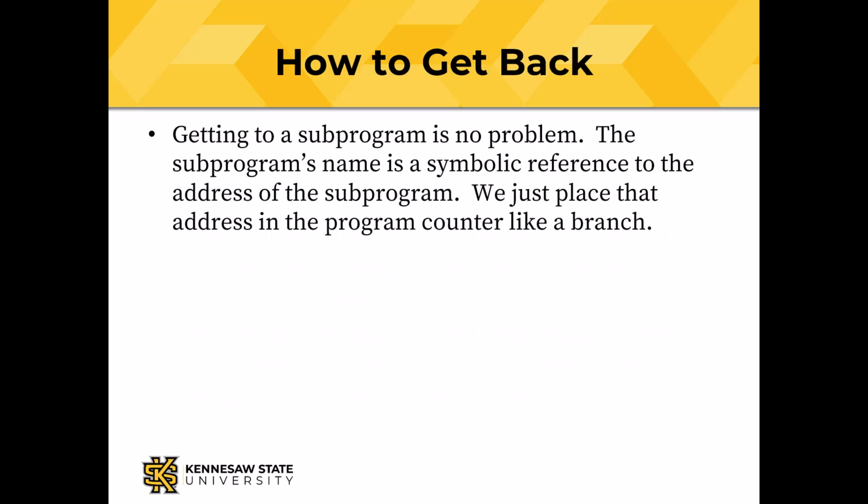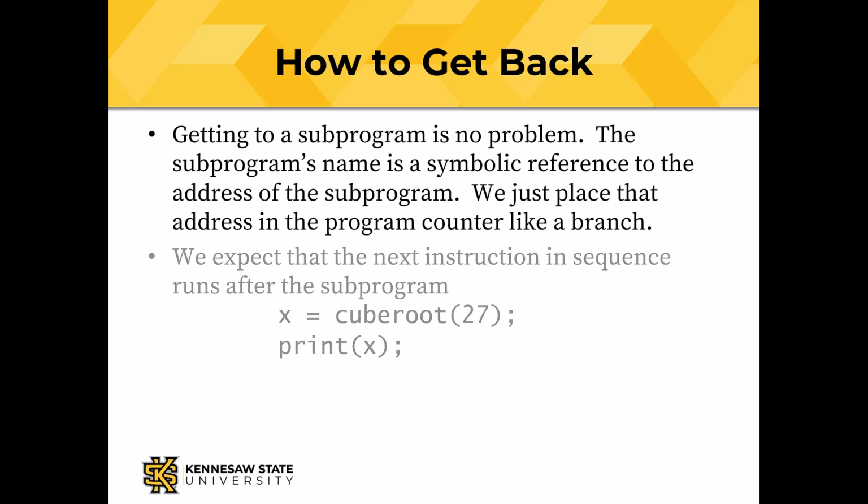Getting to a subprogram is no problem. The subprogram's name is a symbolic reference to the address of the subprogram. We just place that address in the program counter, just like a branch. We expect that the next instruction in sequence will run after the subprogram. So if I write x is assigned cubroot of 27, I expect that cubroot will run, store its value in x, and then the next thing that will happen is that print x will run.